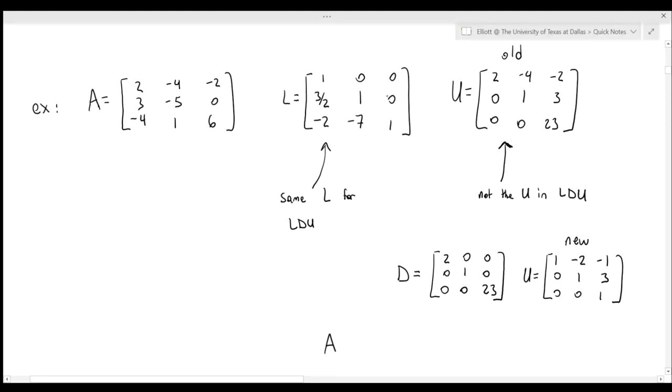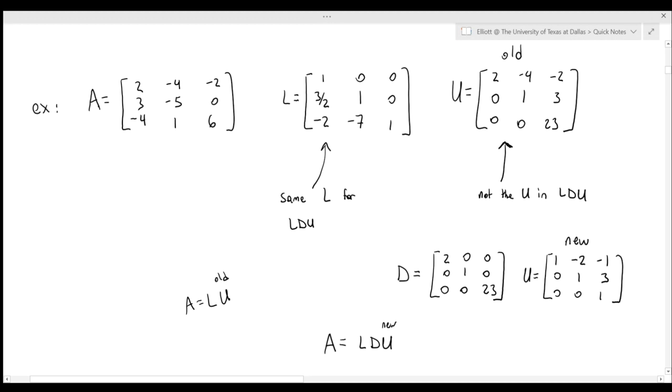So with L the same as before, but with this D and this new U, if you multiply them out, you should again find that L times D times U is equal to A. And really, to understand how this works, just notice that if you multiply D times the new U, it gives you the old U. So if you have A equals L times old U, and old U itself is D times new U, then of course it's still going to be equal to A.